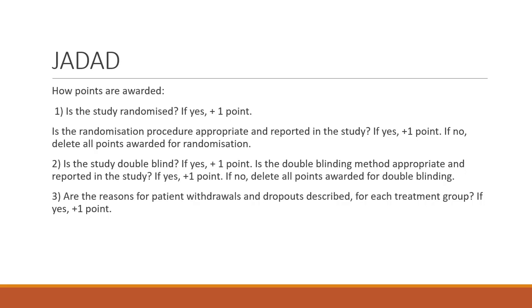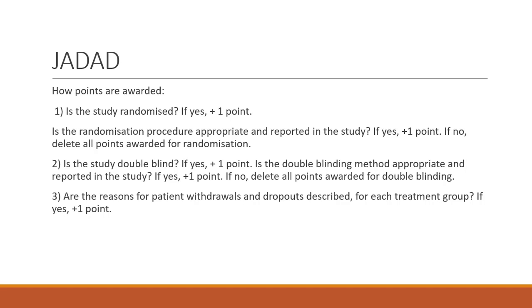It was described in '96. It's very simple, very short. The points are awarded based on, is the study randomized? If yes, you give 1 point. Is the randomization procedure appropriate and reported in the study? If the answer is yes, you give 1 more point. If the answer is no, you remove the point given for the first, is the study randomized? So then the first question will get 0.